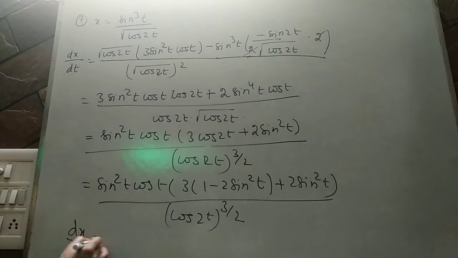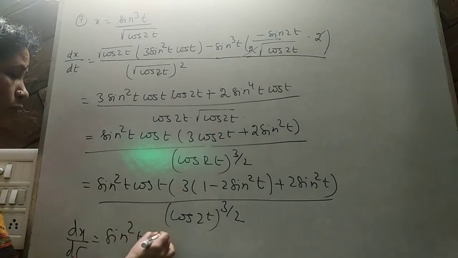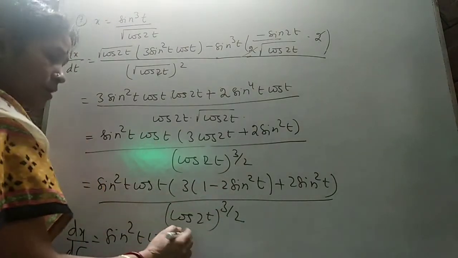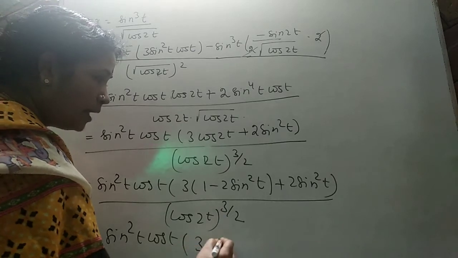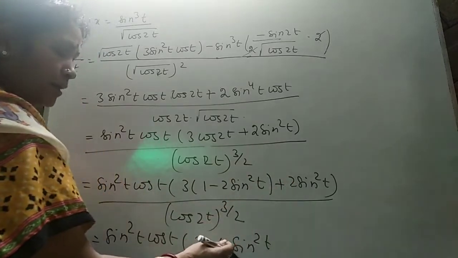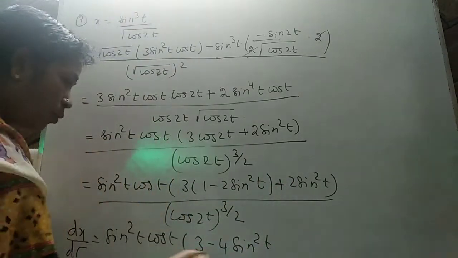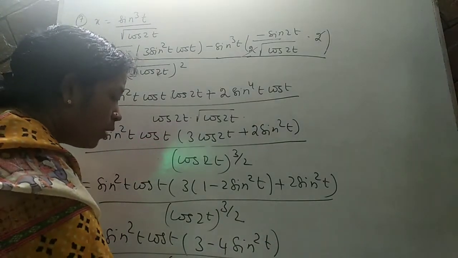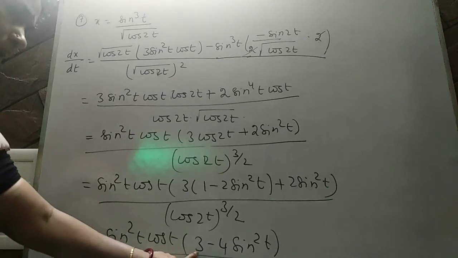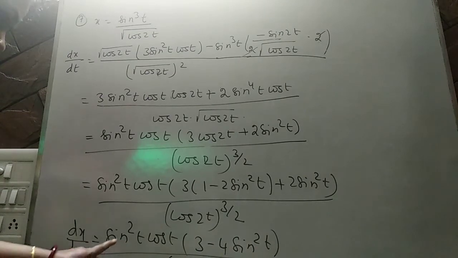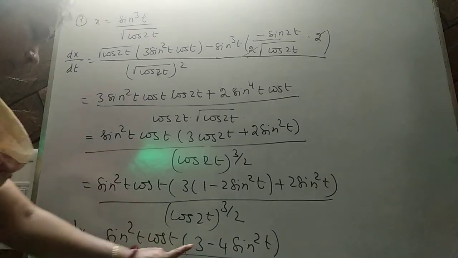Now listen better, what I am finally getting for dx by dt. So dx by dt equals sin square t into cos t. If I open this bracket, 3 minus 6 and 2, if I add it, we get 3 minus 4 sin square t, the whole upon cos 2t whole power 3/2. Am I correct with that? Now listen, if it is 3 sin t minus 4 sin cube t, we get the sin 3t formula. So I am taking 1 sin t inside. Are you clear what I am saying, everybody?